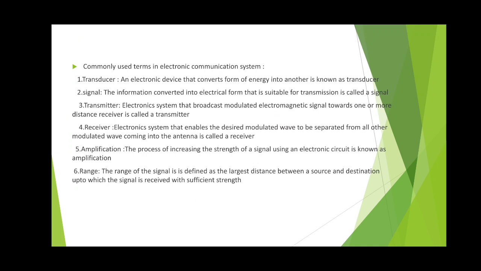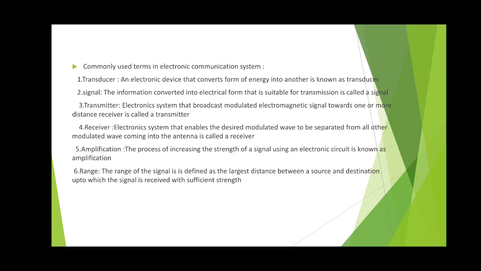So an electromagnetic signal cannot travel a long distance, so it is mixed with a high frequency carrier wave. Modulation means the process of mixing a high carrier wave with an electromagnetic signal. So in the study of electronic communication, modulation is very necessary. This takes place at the end of the transmitter. Then what is meant by receiver? An electronic system that enables the desired modulated wave to be separated from all other modulated waves coming into the antenna is called a receiver.